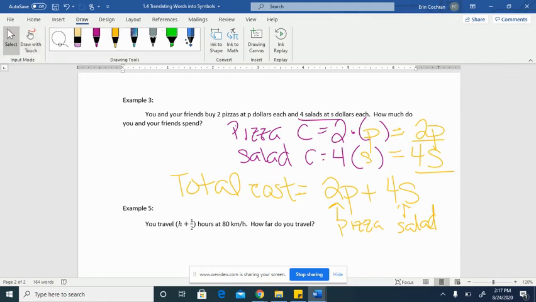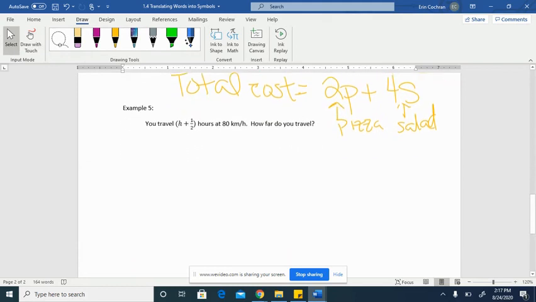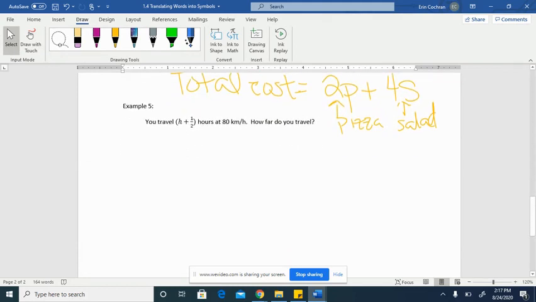And then example 5. You travel h plus a half hours at 80 kilometers per hour. How far do we travel? Since this is asking how far we travel, that is my distance.